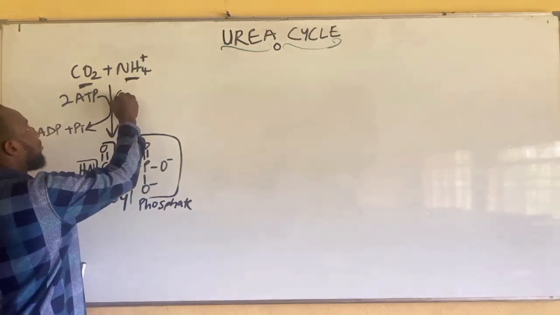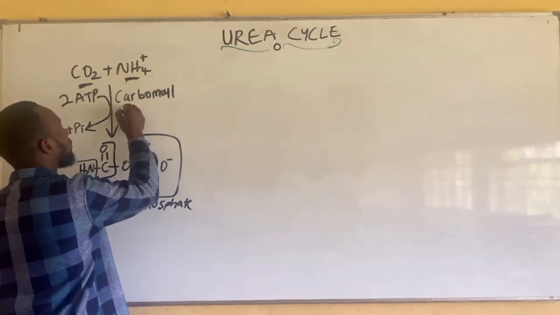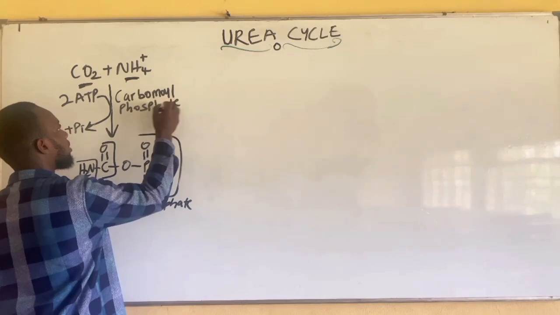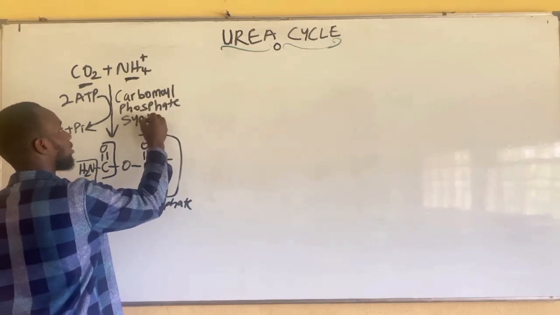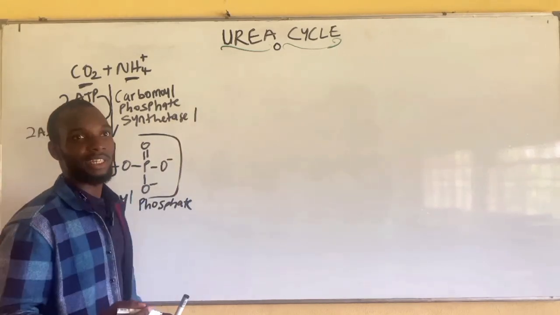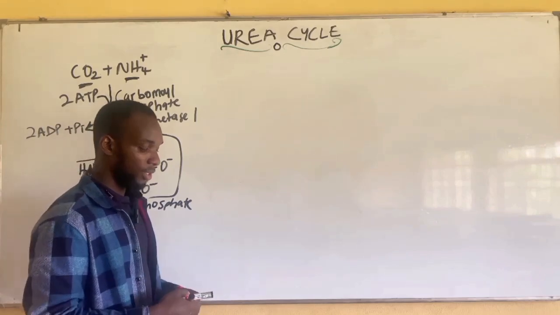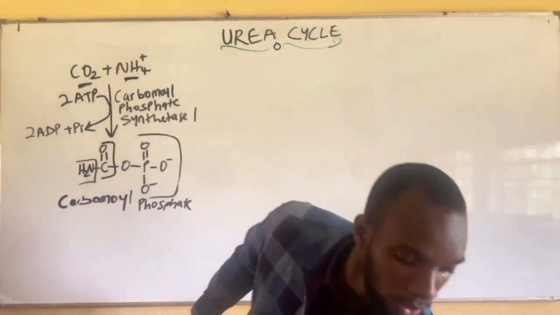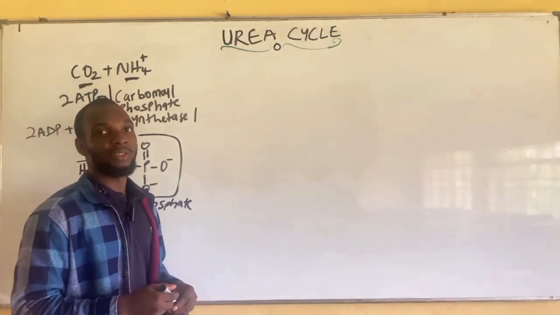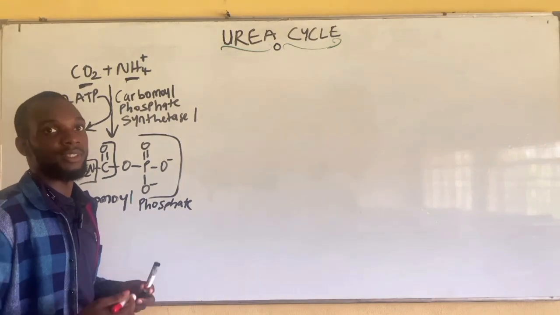That's carbamoyl phosphate synthetase 1. This one is called 1. That's actually carbamoyl phosphate synthetase 2, which is used in pyrimidine nucleotide biosynthesis. So the one that catalyzes this step is carbamoyl phosphate synthetase 1.